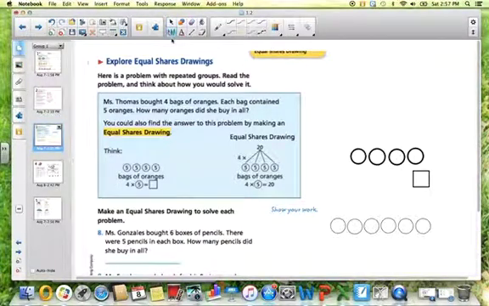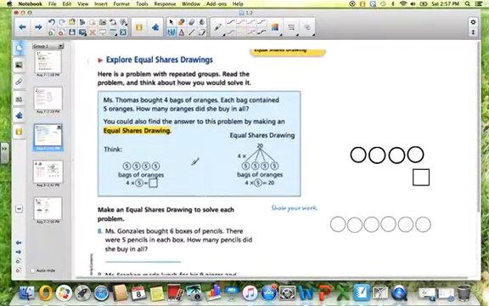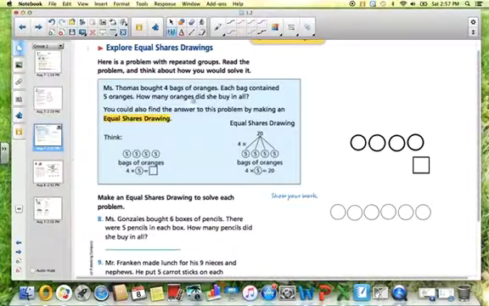All right, kiddos, we are moving on to Unit 1, Lesson 2, and you will need to turn your student activity book to page 9. So we are going to start with equal shares drawings.